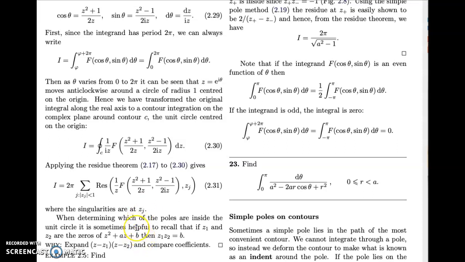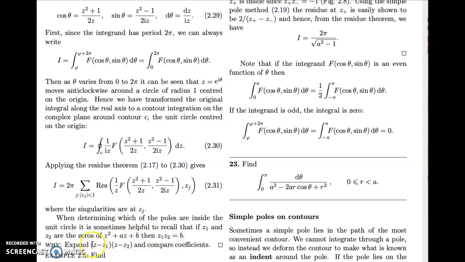So I'm just mentioning this trick here. When determining which of the poles are inside the unit circle, just remember that if Z1 and Z2 are zeros of this polynomial here, then Z1 times Z2 is equal to B. So that means that, for example, if B is 1, and one of these is obviously less than 1, that means the other one is going to be larger than 1.